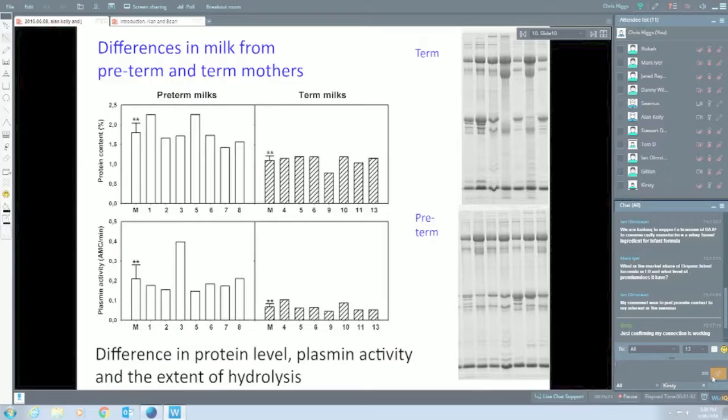But what we're interested in particular was the difference between the preterm and term. If we look at the plots on the left-hand side, basically in the preterm milk, we found that there was a lot more nitrogen present than in the term milk, and there was a lot more activity in the lower plots of an enzyme called plasmin, which I mentioned a couple of minutes ago. And what I said is that plasmin is an enzyme which comes from the blood, which breaks down protein.